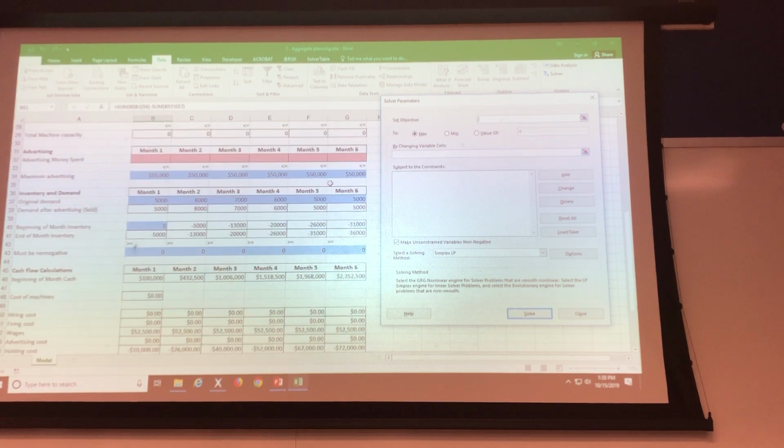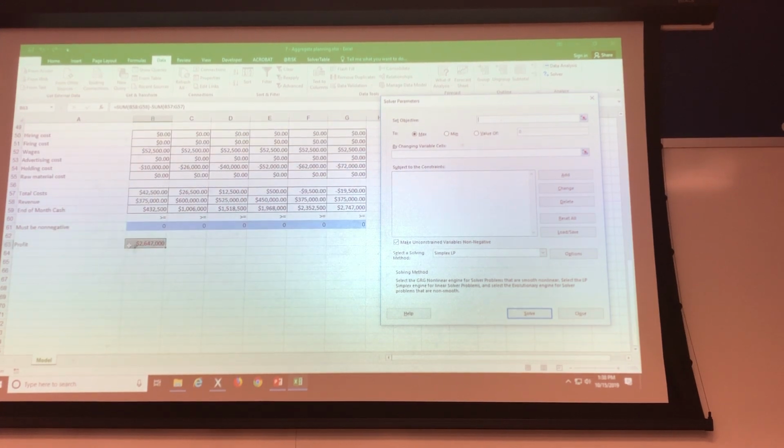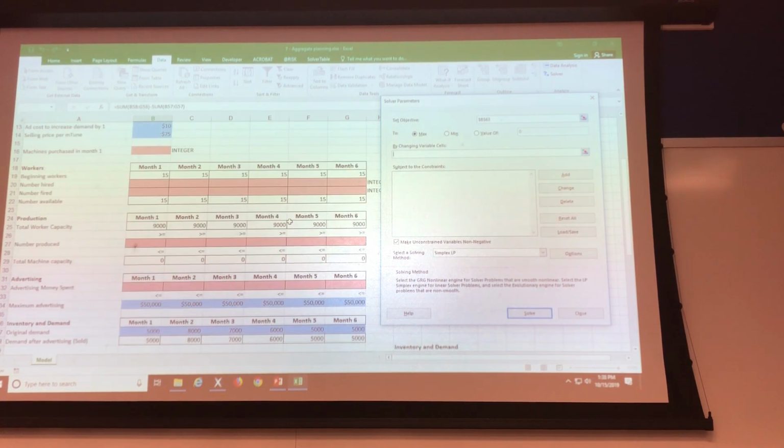Profit. Yeah, profit. I mean, that was the whole reason we were doing all this. It's profit. It's B63, and we want to, of course, maximize that. So B63, the profit cell, that's the one we want to maximize by changing. Well, there's a lot of stuff we want to change, or I should say we want Solver to change for us.